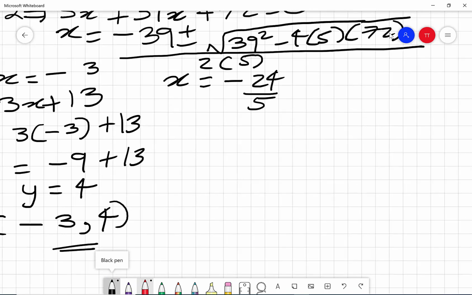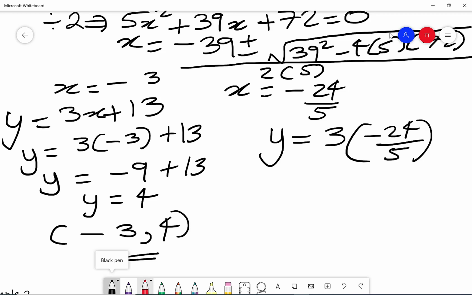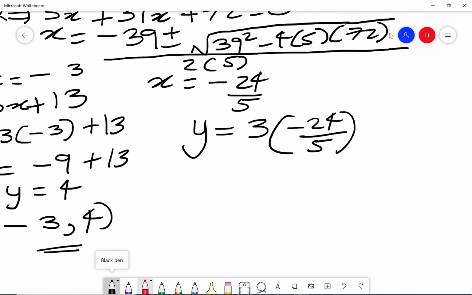Then I'm going to do the same thing here. So y is 3 times the value of x, in our case minus 24 over 5, plus 13.